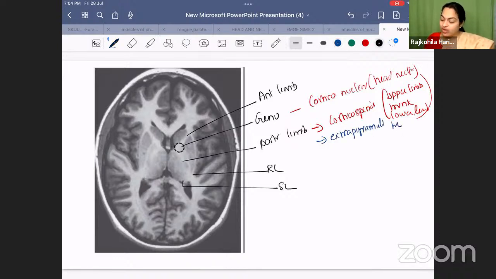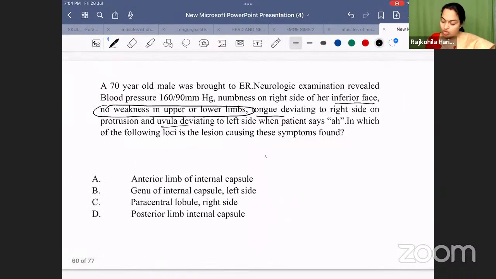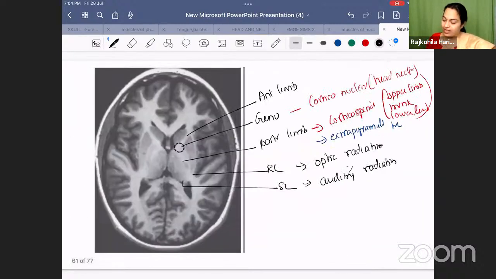Okay. The other important thing, the retrolentiform part is traversed by the optic radiation and the sublentiform part by the auditory radiation. Okay. So please, this is very, very important. So this should help you to pick out the correct choice in the given question. Yes.